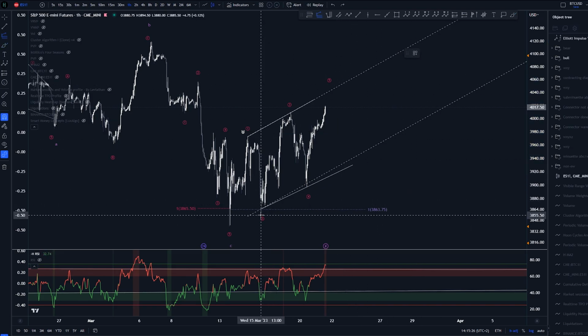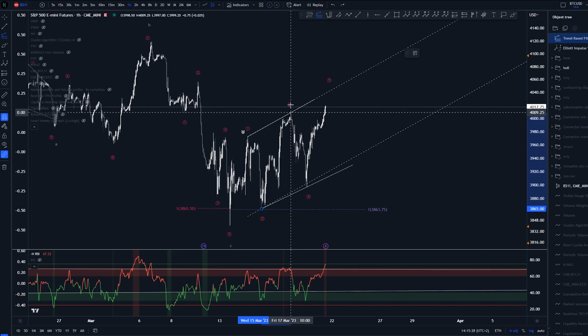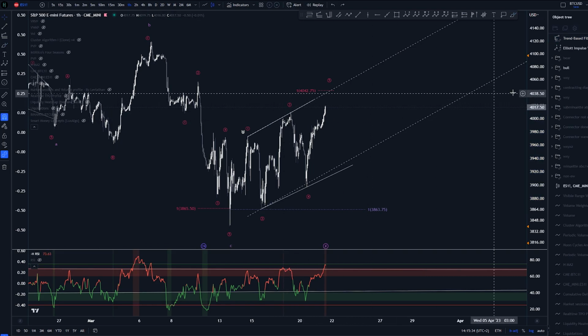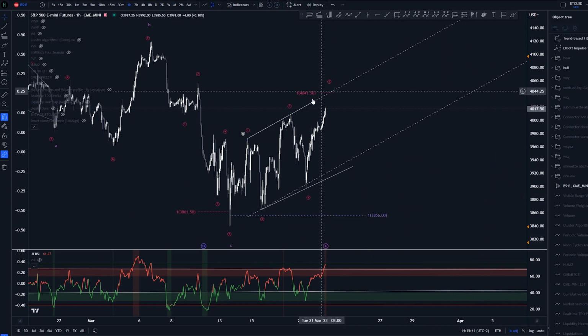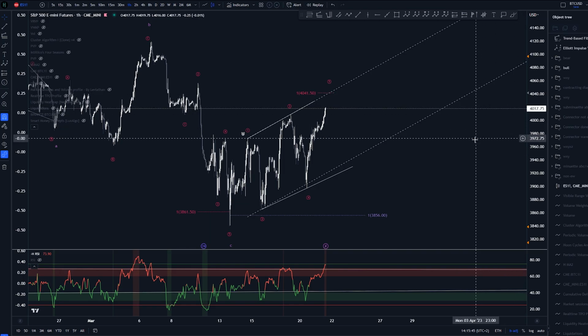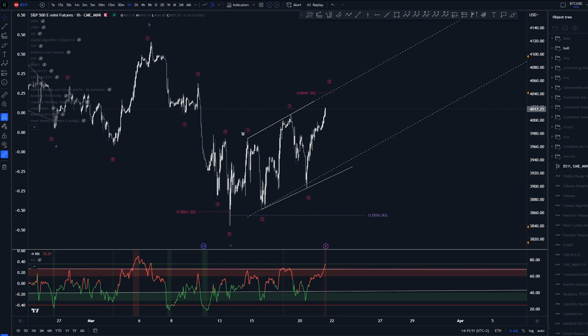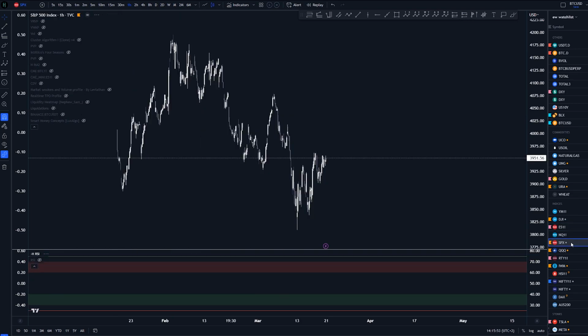Now, where do we expect this to go? Well, as it is an expanding structure, we would expect it to go to at least a 1-to-1 extension of that 3rd wave, which would be around $4,042. Until that point, we need to just be waiting.